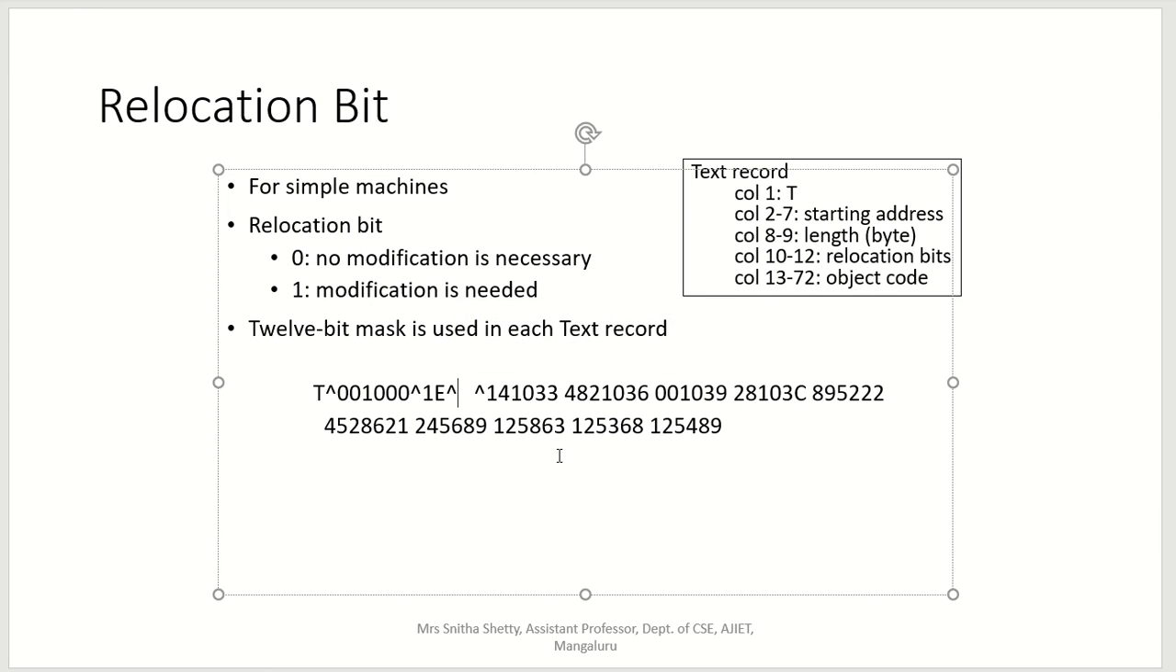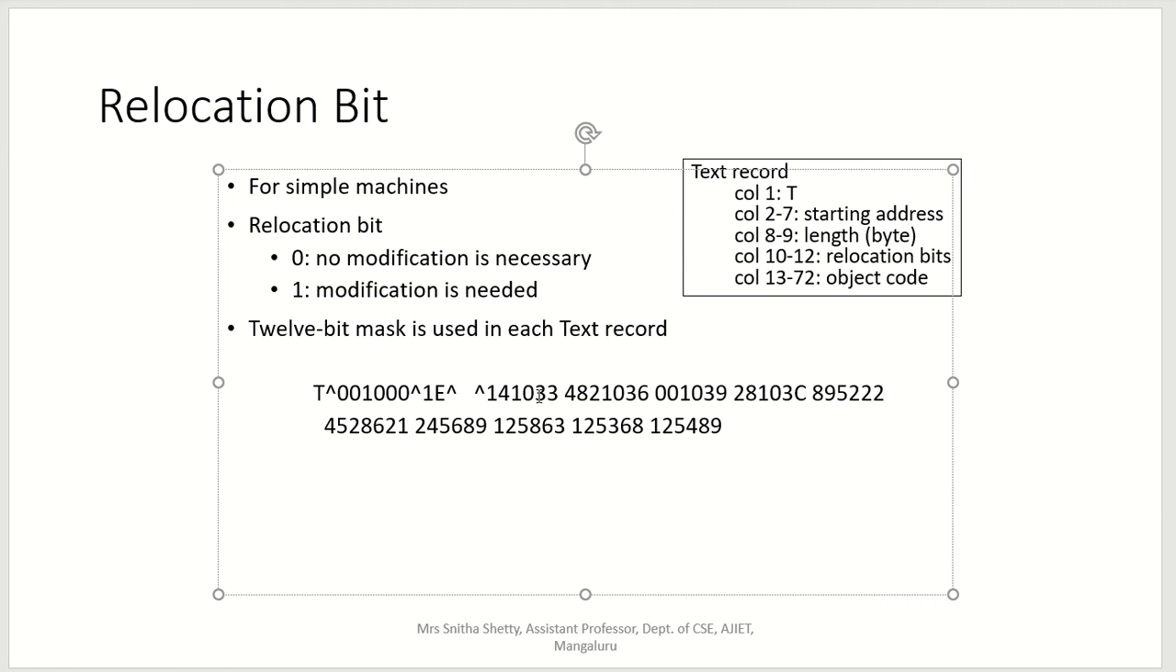This space is available only for the relocation bit when there is a relocation. Now this is the object code which is there in the object program. The first object code is 141033. Just recall the SIC object code: this is the opcode, and that is the address of the destination. Now assume this is 14.